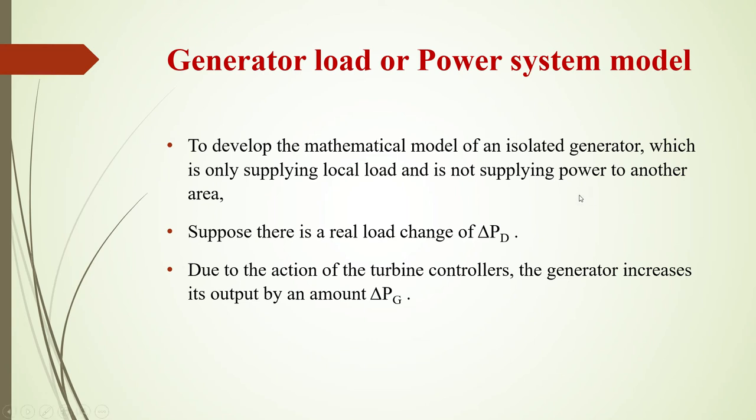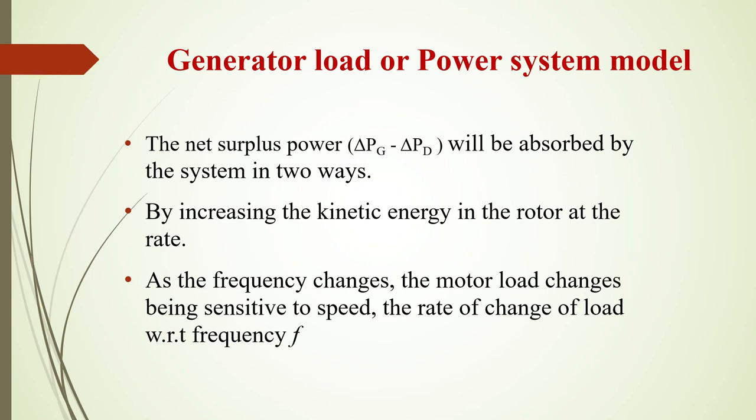Now let us see the third model, that is the generator load or power system model. To develop the mathematical model of an isolated generator which is only supplying local load and not supplying power to other areas, suppose there is a real change of load delta PD. Due to the action of turbine controllers, the generator increases the output by an amount delta PG. So the net surplus power, that is delta PG minus delta PD, will be absorbed by the system in 2 ways.